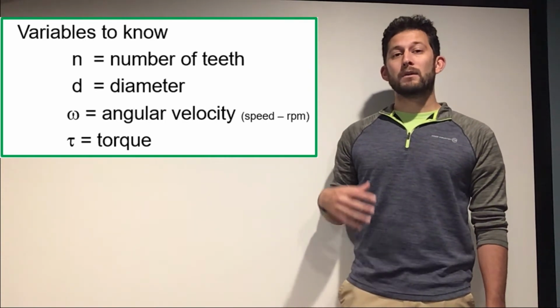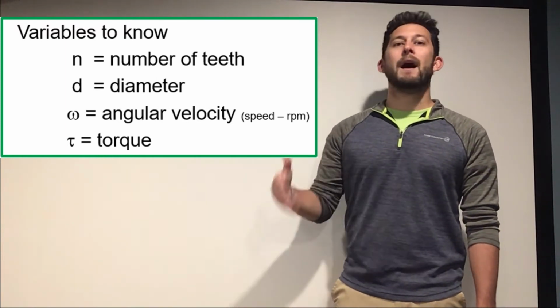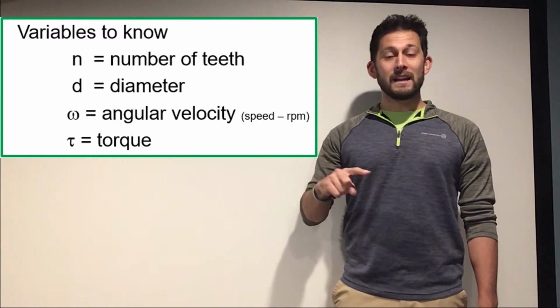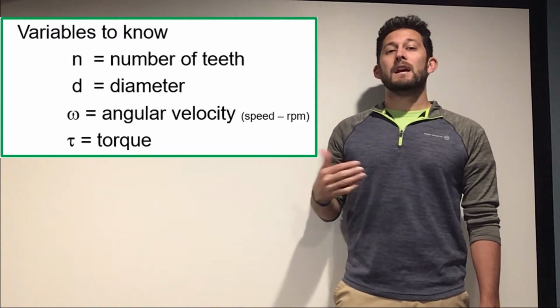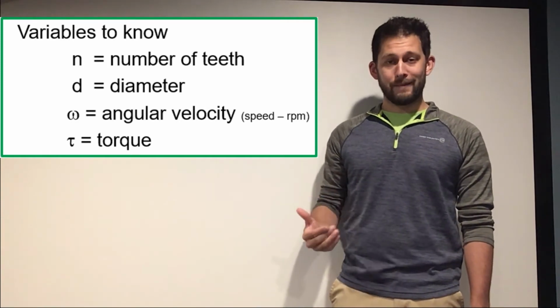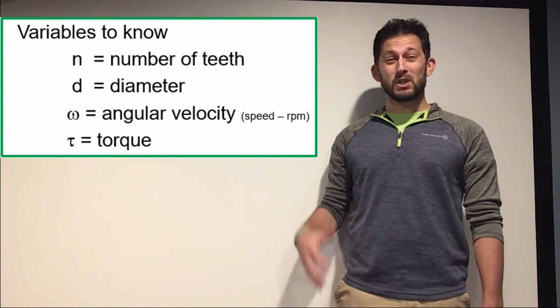So if you think about linear speed or linear velocity in meters per second or miles per hour, the same idea for things that are rotating around is your angular velocity in revolutions or rotations per minute. Now, the fourth new variable that we need to talk about is the torque.